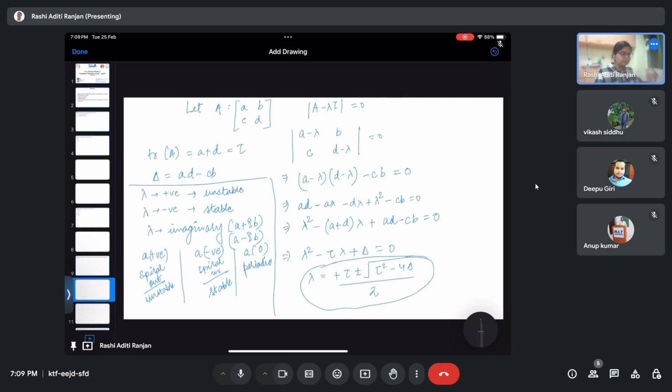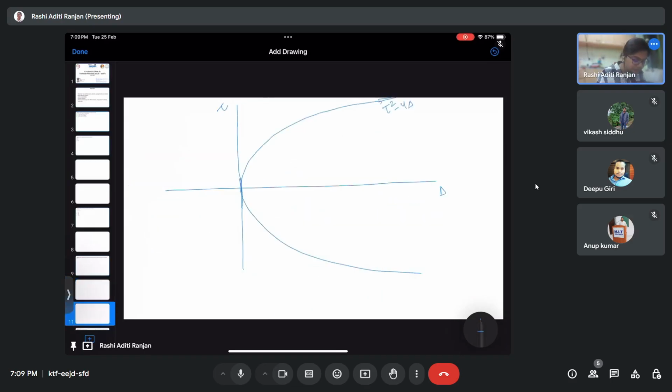Now if tau square minus 4 delta is greater than 0, then we are going to have either a stable solution or an unstable solution. It would depend upon the value, but lambda is going to be a real number. All right. So for it to be a real number greater, this is tau square minus 4 delta. So we have this area, and then we have this area.